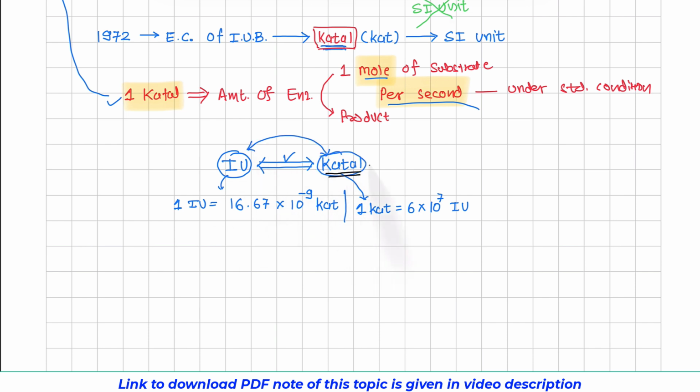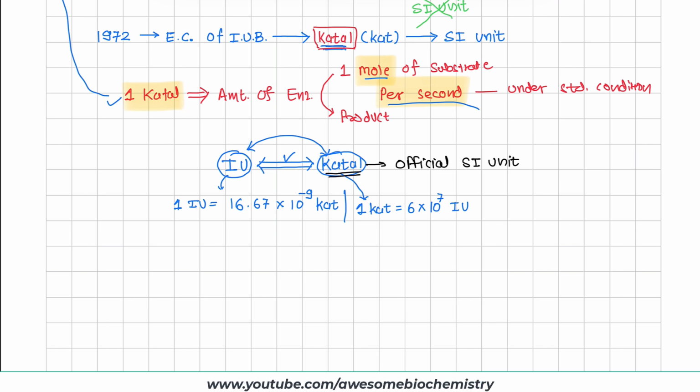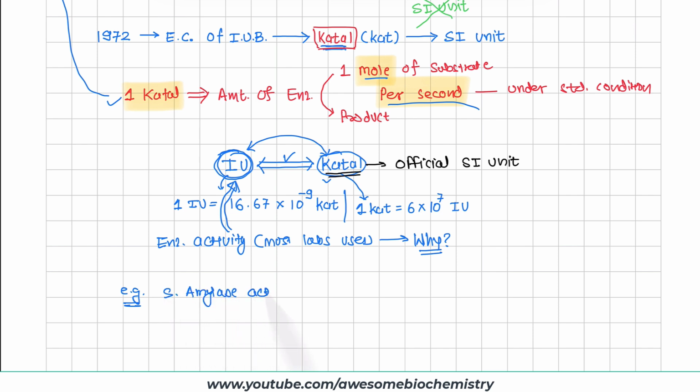See, Katal is the official SI unit, and generally people all over the world prefer to use SI units. However, in case of enzyme activity, most clinical laboratories still use international unit over Katal. So why do most clinical laboratories still use international unit? The answer is practicality. Katal values are very small for routine use. Let's understand this with an example. Normal serum amylase activity is about 60 to 180 international units per liter.